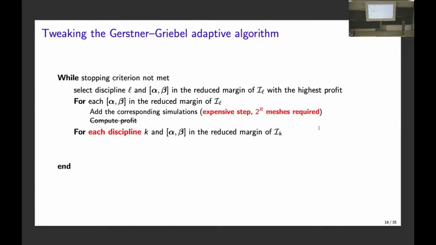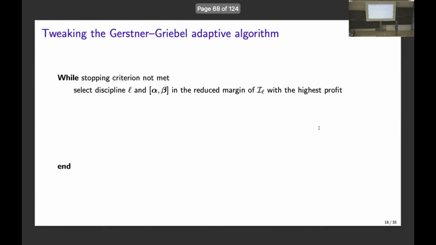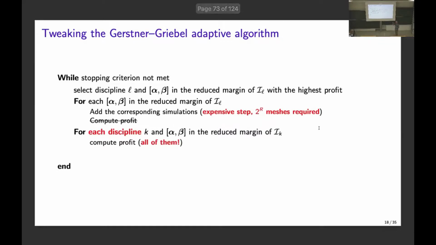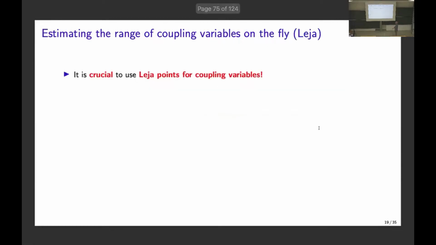So until some stop criterion is met, we select the discipline, the model that we want to refine. And for that model, we select the next alpha beta discretization. And we refine MISC only of the model that we selected. And then we recompute all the profits of all the disciplines. But that's fair enough. I mean, it's the same idea overall. You just get a bit more convoluted. Imagine the hell of implementing this, right? But other than that, everything was fine.